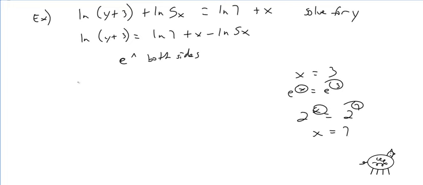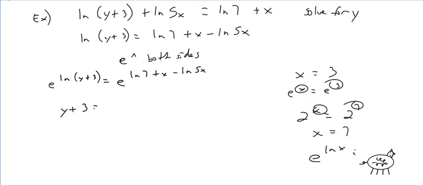And that's okay. So I have e raised to the ln of y plus 3 equals e to the ln of 7 plus x minus ln of 5x. All right, and remember one of our inverse properties that we first learned here: e to the ln of x equals x, right? So if I have e to the ln of y plus 3, that's equal to y plus 3. Sweet. Okay, and now this is a little tricky.